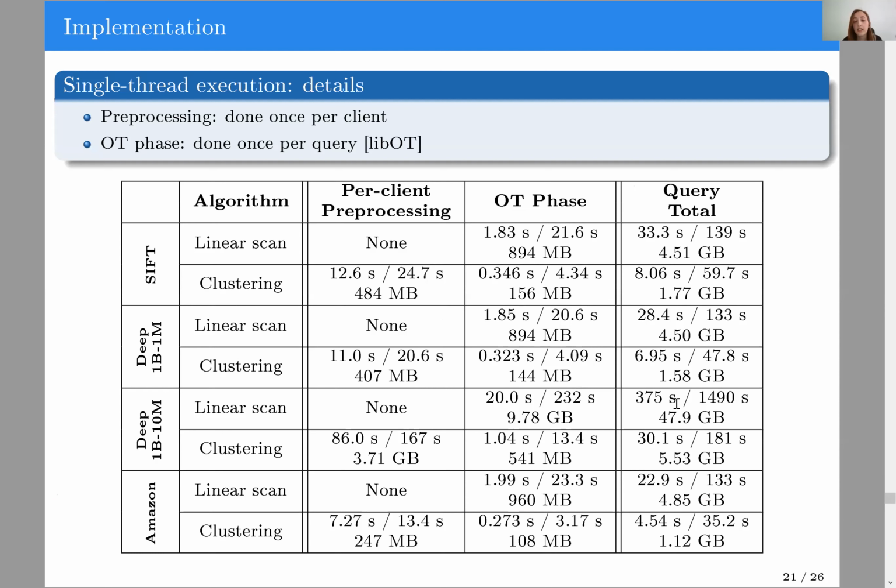And additionally, in this one, we have also the memory usage, which goes from a few hundred megabytes up to a few gigabytes. But generally, in the cluster-based solution, the communication is way smaller than the linear scan.